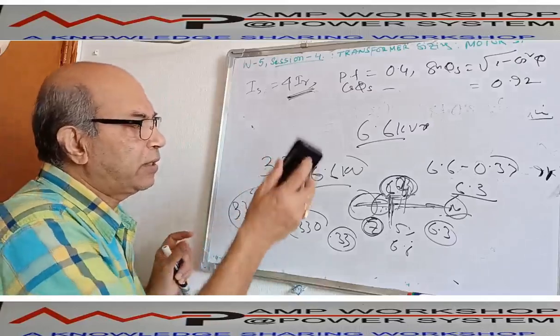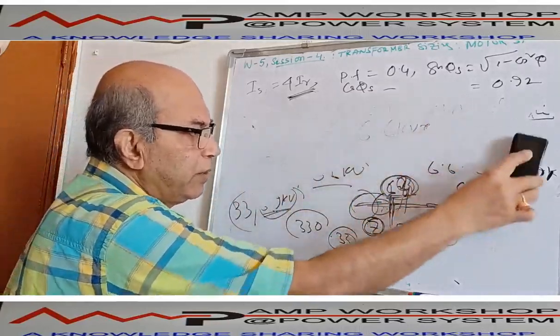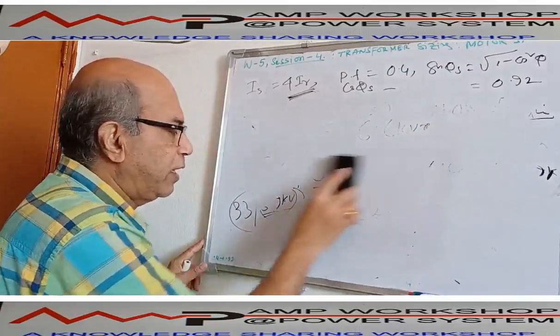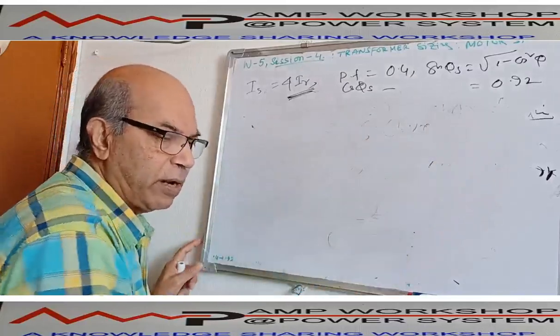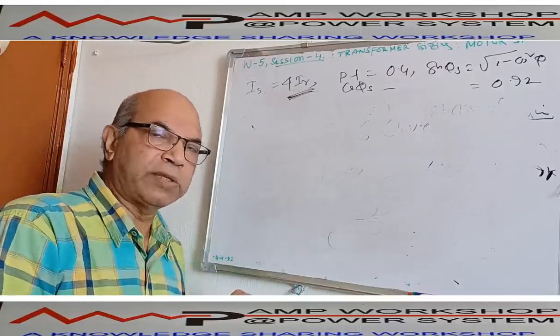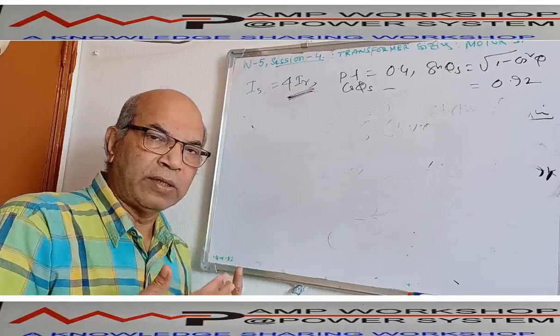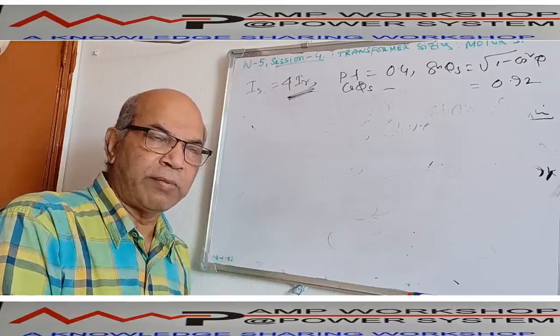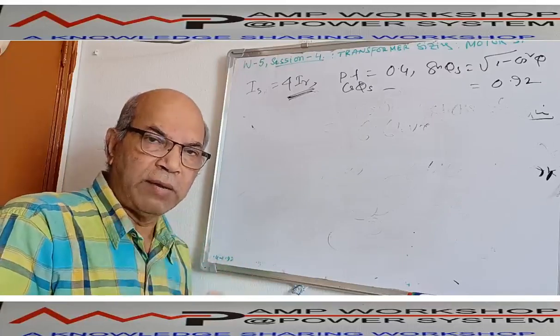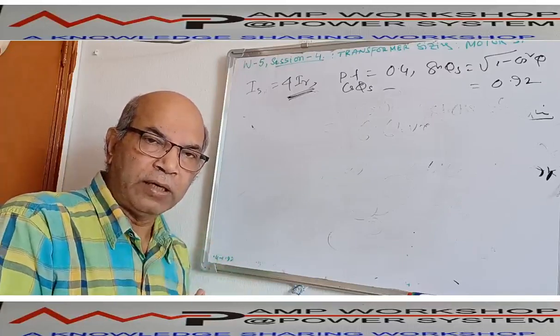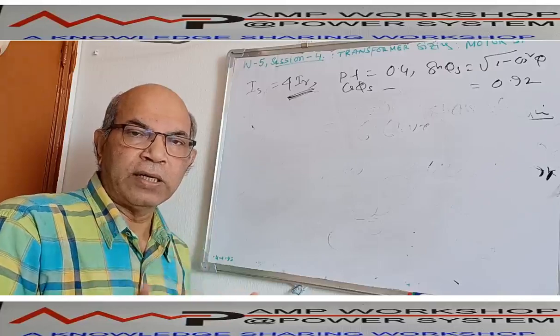So this way we can size the transformer from this motor starting purpose, dedicated motor starting. So these three things we have discussed. One is, for calculating transformer size for motor starting, we have to calculate the motor rated KVA, how much for that transformer, what is the transformer requirement. Then we have to calculate the starting KVA, and then based on that, we have to size the transformer.